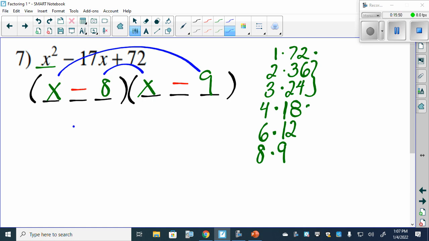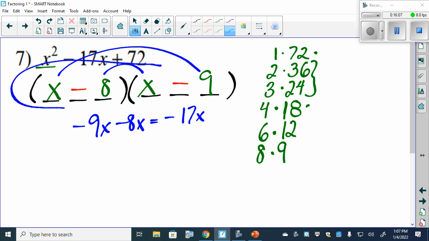So we can do our multiplication and see. X times negative 9 is negative 9x. Negative 8 times x is negative 8x. And negative 9x minus 8x is negative 17x. Is that what we wanted? Yep. So that right there is our answer.